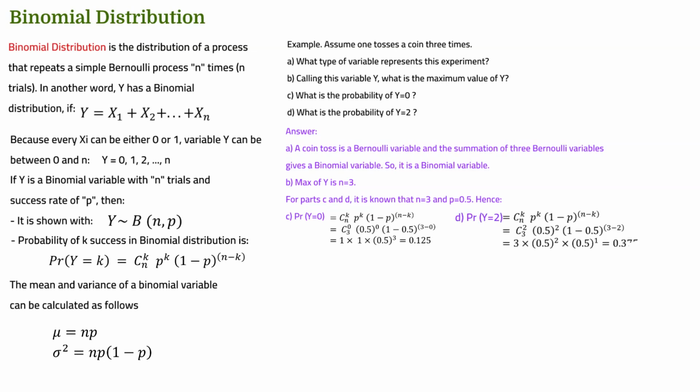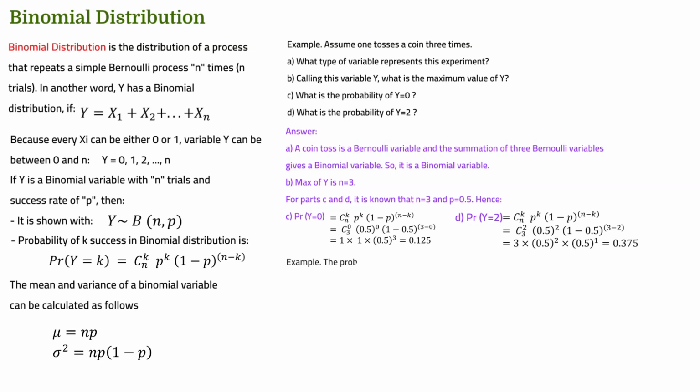Part D, probability of y equal to 2, following the formula, is combination of 3, 2, half power 2, 1 minus half power 3 minus 2. Combination of 3 and 2 is 3, and 1 minus half power 3 minus 2 is half power 1. So we have 3 times half power 2 times half power 1. If you do the calculation, it is 0.375.